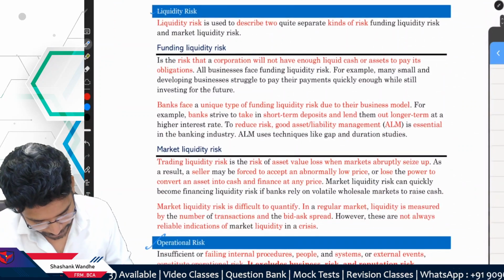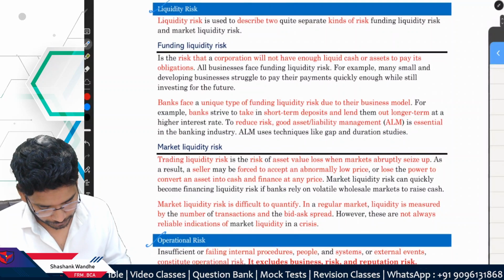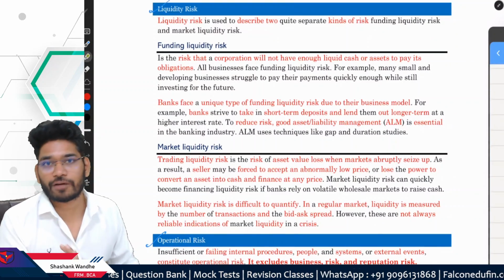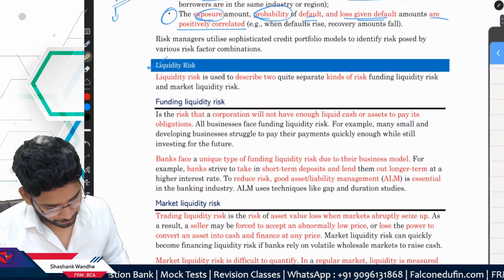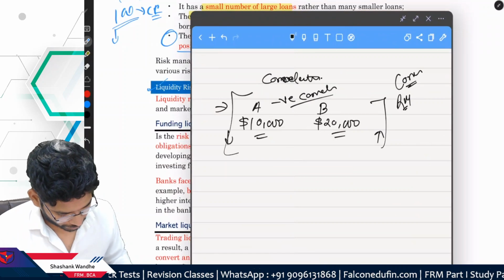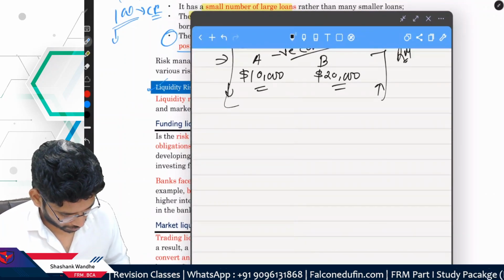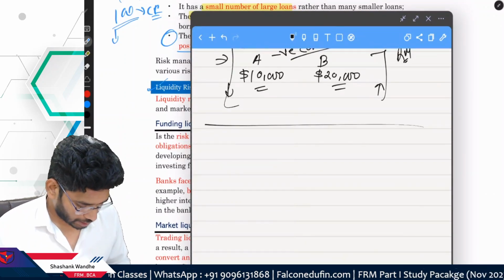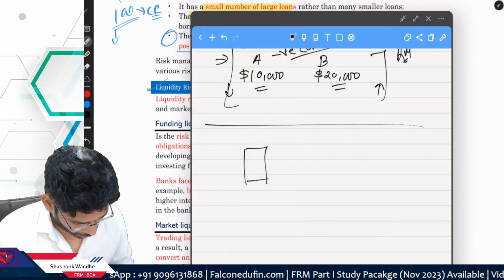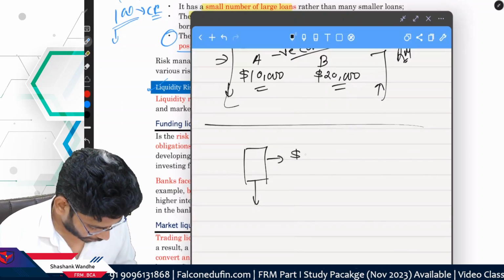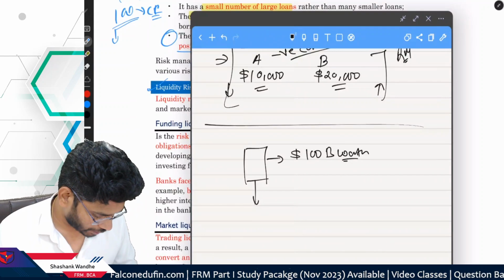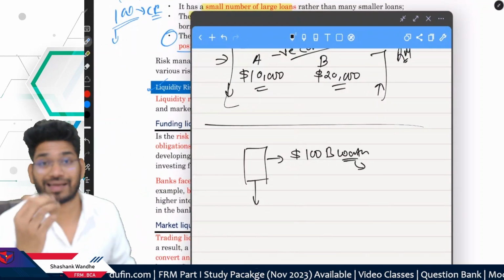Now we have the liquidity risk. Liquidity risk means simply how much liquid funds you have. So let's take an example. Say you are working in a bank, or you are the bank. You have 100 billion worth of, say, land and building.